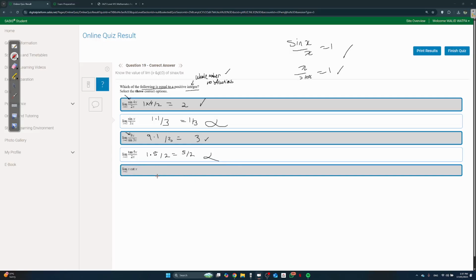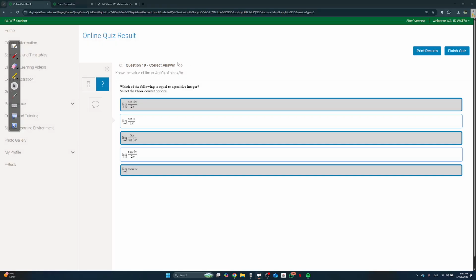x cotan x. What is cotan? Cotan is 1 over tan. So therefore, it is the same as x over tan x. And simply, what are our coefficients? You're going to get 1 over 1, which is just 1. So that's a whole number. Okay, moving on to 20.